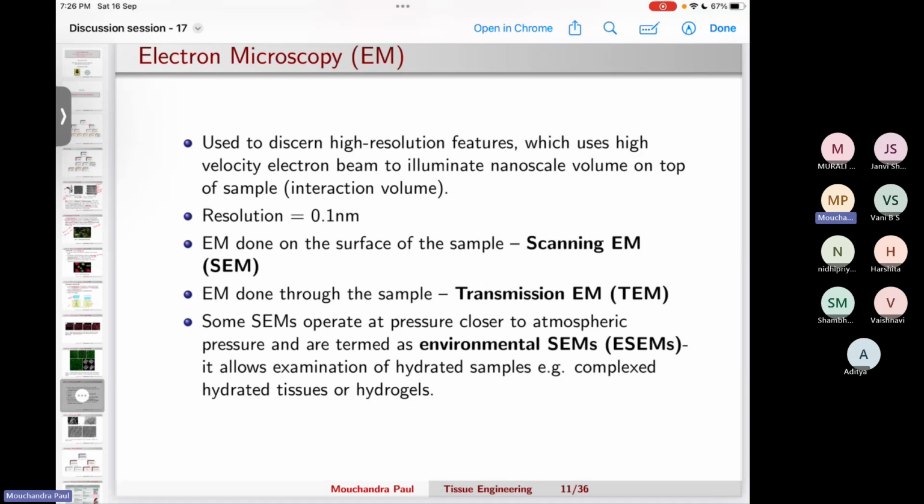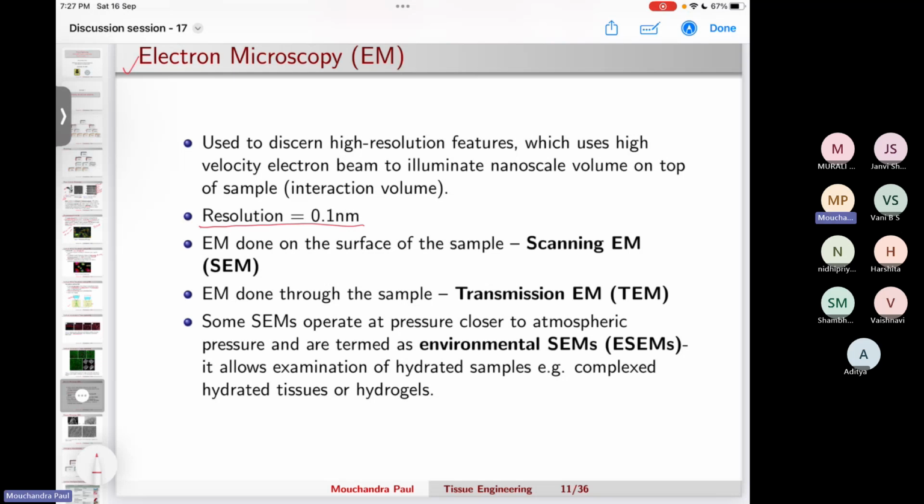No? Okay. So another very powerful microscopic technique is the electron microscope. So instead of light, we are using an electron beam here to illuminate our sample. The benefit of using this technique is you are going to get very good resolution, up to 0.1 nanometer. Okay, and there are various forms of electron microscopy.